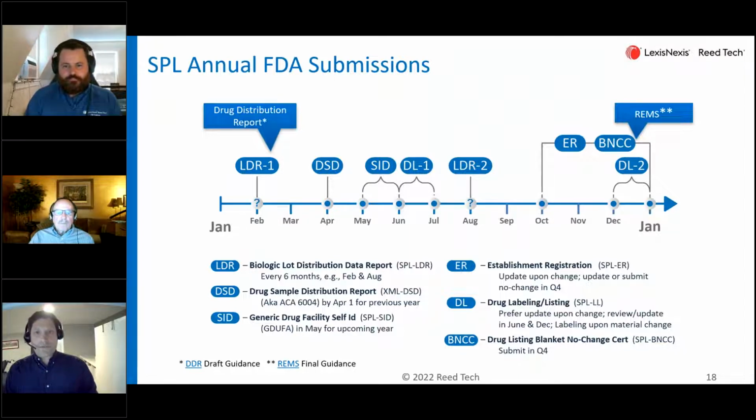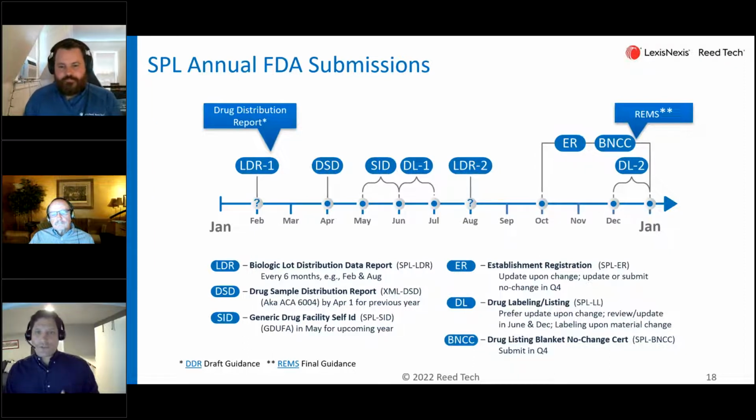When we look at the LDR, the lot distribution report I mentioned, this is specific to BLAs, biologics, and vaccines. So this might not apply to everyone in industry, and that's specific to your approval letter. Based on your approval letter, it will let you know the frequency and when you need to submit that, but that is a report that's done in structured product labeling format.